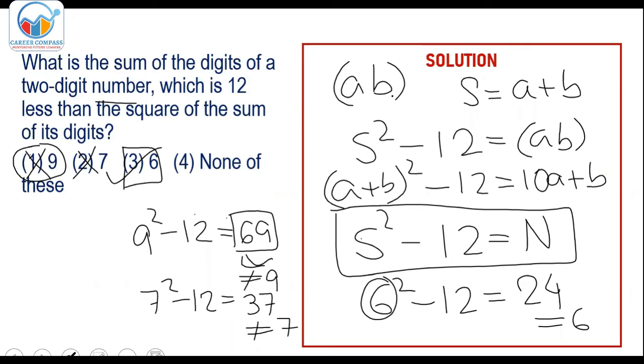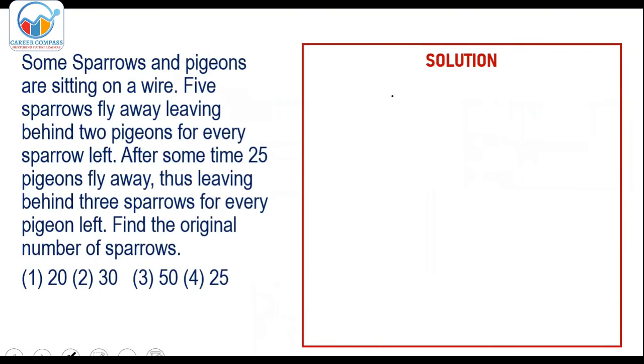So let me take you to another one. Please try this. So not a complicated question, definitely. If you look at the equations to be made, there were some sparrows and some pigeons. So I will take the numbers as S and P. And so they have said 5 sparrows fly away, which means I will be left with S minus 5 number of sparrows, leaving behind 2 pigeons for every sparrow left. So what does it mean, 2 pigeons for every sparrow left?